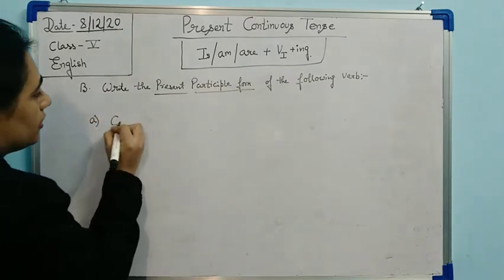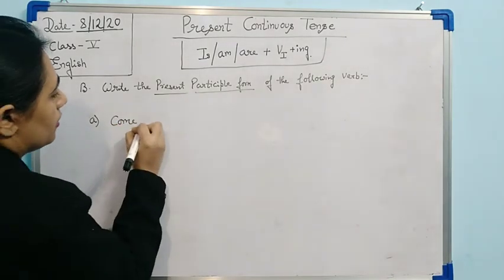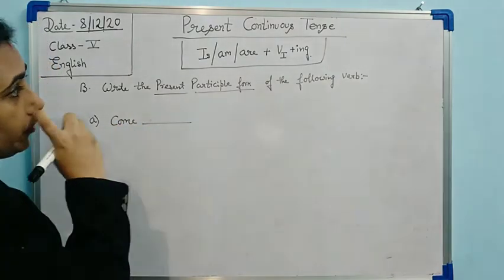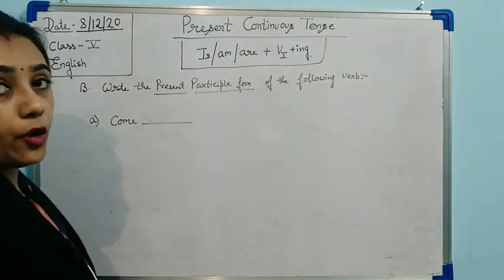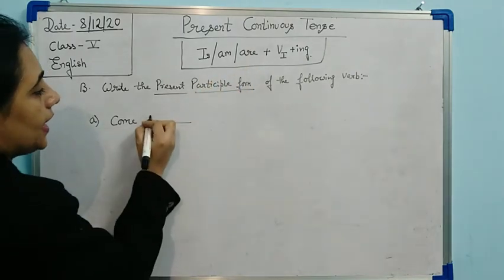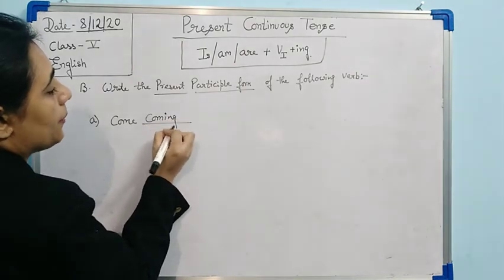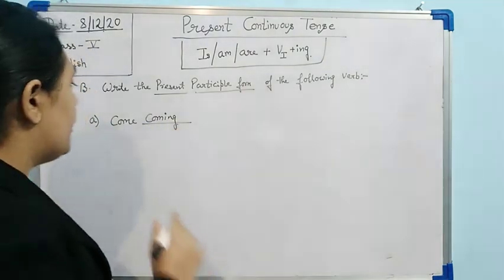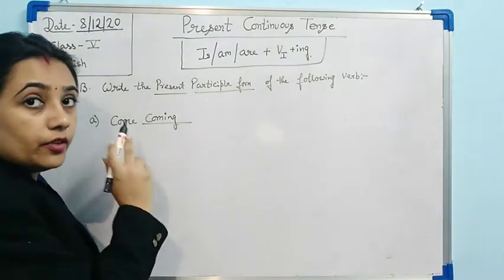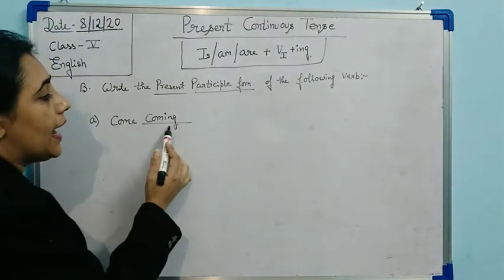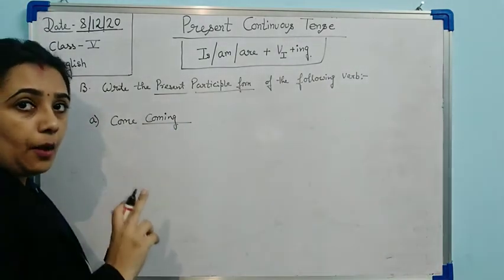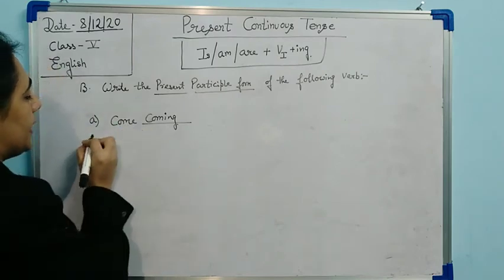A. Come. So what will be the present participle form? Come plus ing, C-O-M-I-N-G, coming. When the vowel is at last, we will remove the vowel and we will add ing. Coming. Okay. Next.